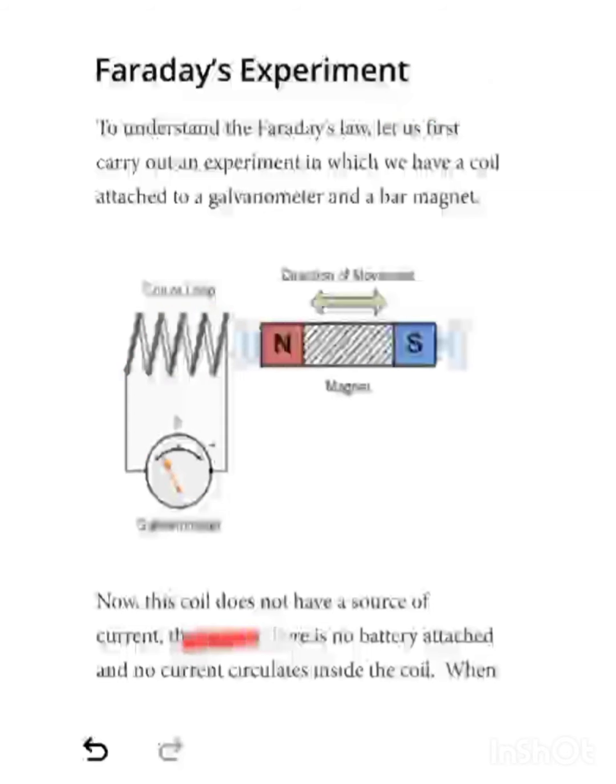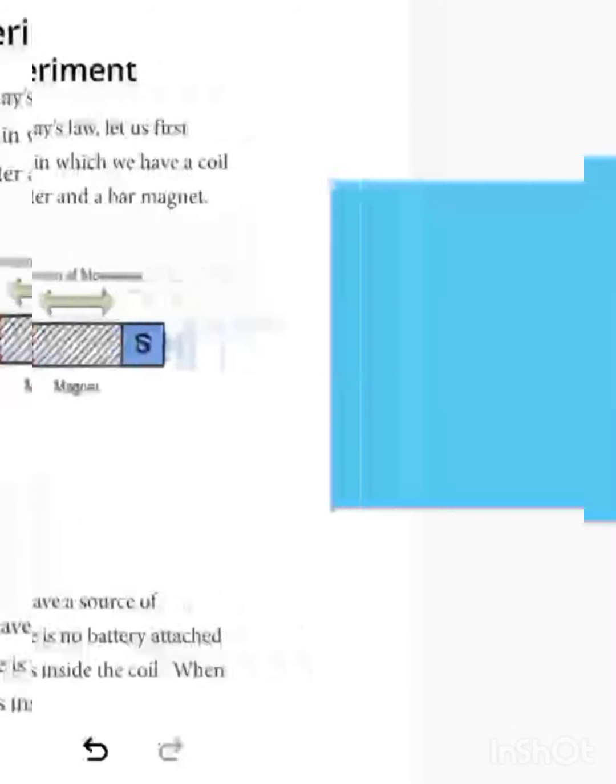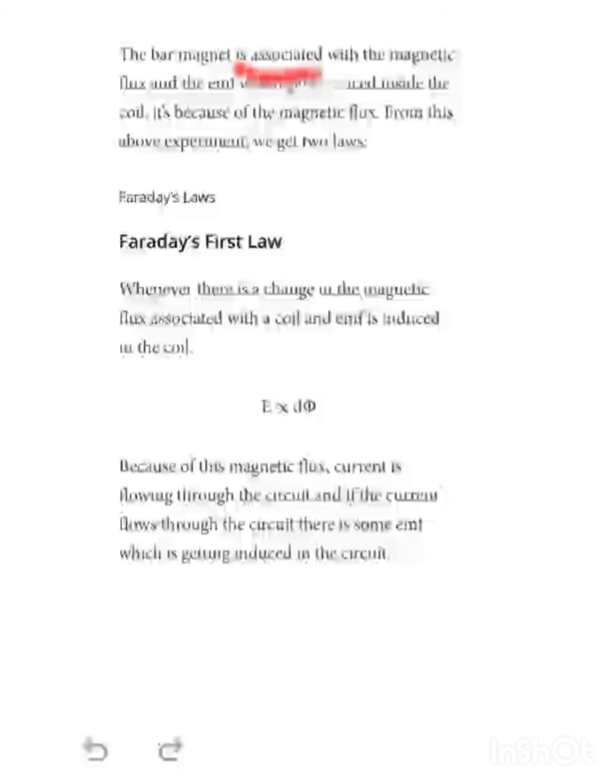Now this coil does not have a source of current. That means that no battery is attached to this one and no current circulates in this one. When the bar magnet is moved, the EMF which gets induced inside the coil is because of the change in magnetic flux from the above experiment.